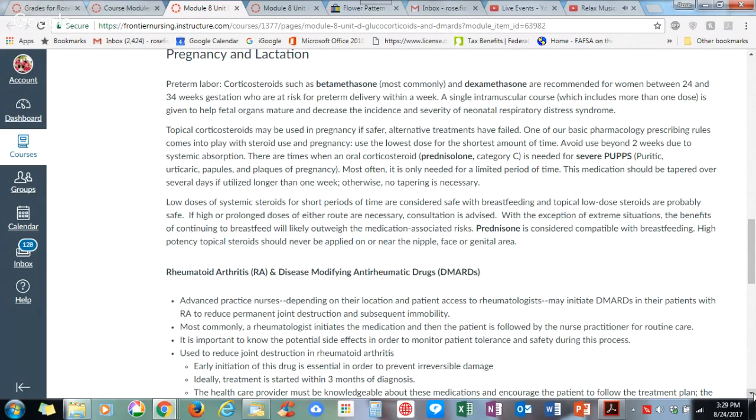There are times when an oral corticosteroid, such as prednisolone, category C, is needed for severe PUPPP, pruritic urticarial papules and plaques of pregnancy. Most often, it is only needed for a limited period of time. This medication should be tapered over several days if utilized longer than 1 week. Otherwise, no tapering is necessary.